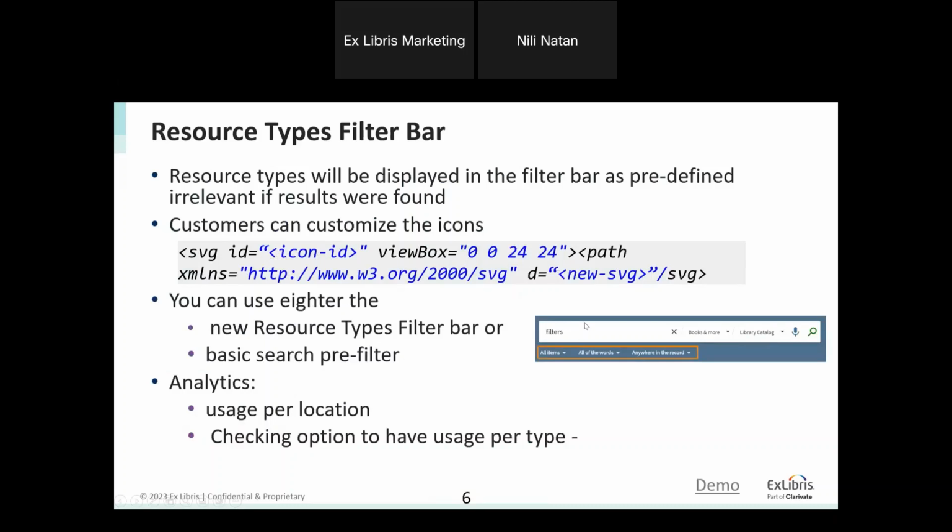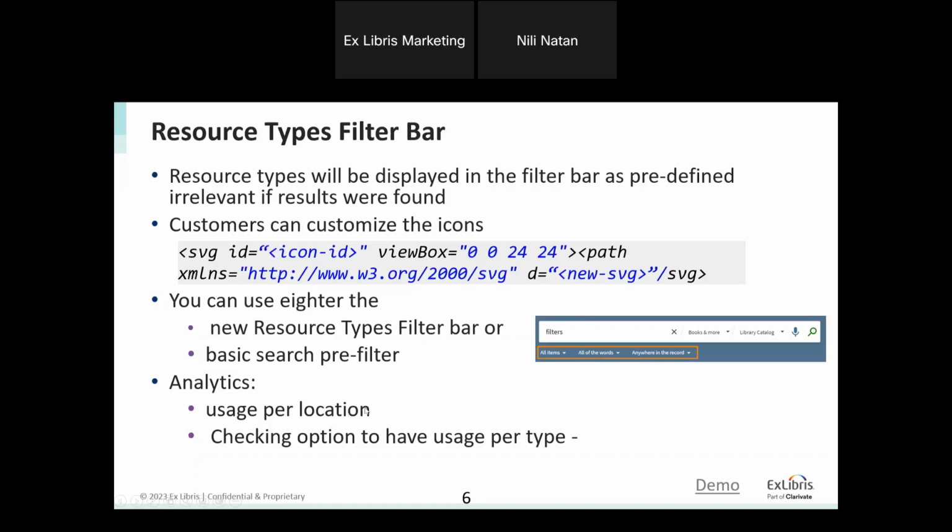One more thing, we previously provided a feature that we call search pre-filters. I put an image here. There are sites that are using this pre-filter, which is like a mini advanced search underneath the search bar. I just want to emphasize, you can use either the new resource type filters or this one. We are not supporting both of them. So there is no option to enable both the pre-filters and the resource type filters, but you can choose to have one enabled.